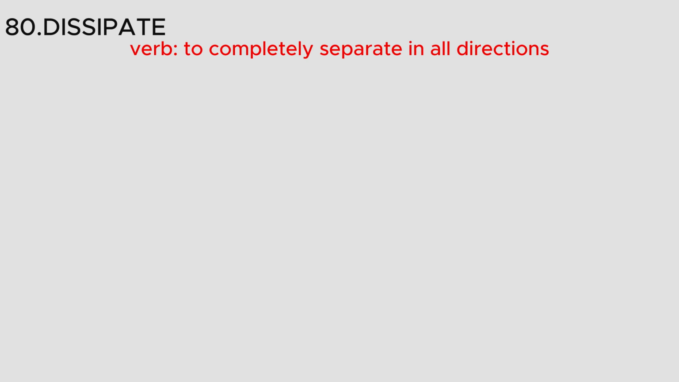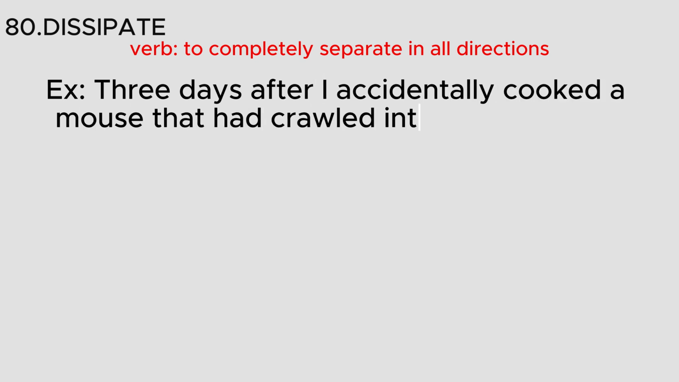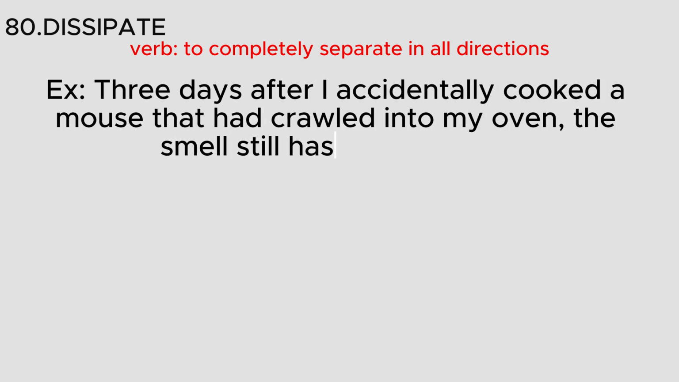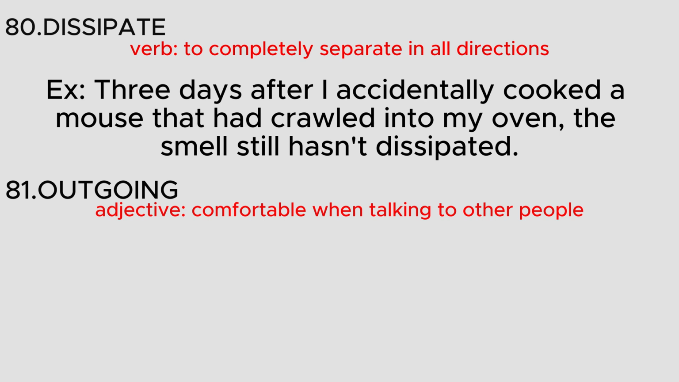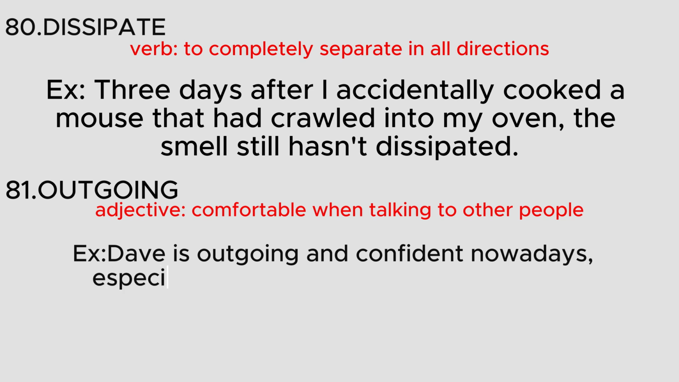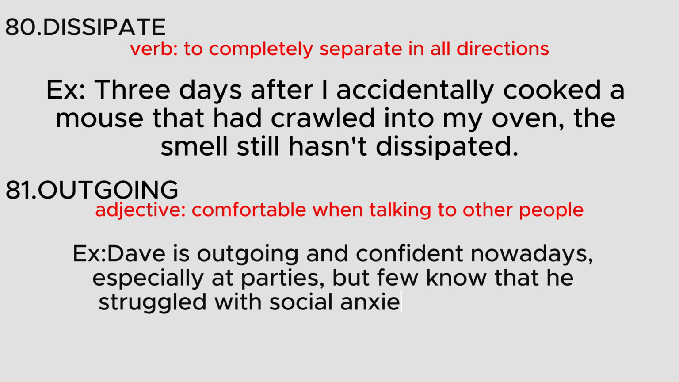Dissipate: to separate completely in all directions. Example: 3 days after I accidentally cooked a mouse that had crawled into my oven, the smell still hasn't dissipated. Outgoing: comfortable when talking to other people. Example: Dave is outgoing and confident nowadays, especially at parties, but few know that he struggled with social anxiety earlier in life.